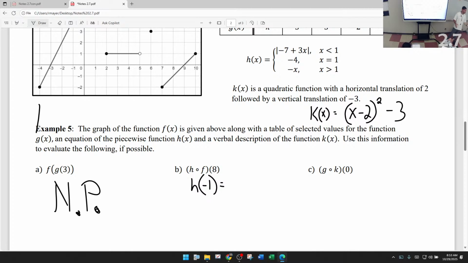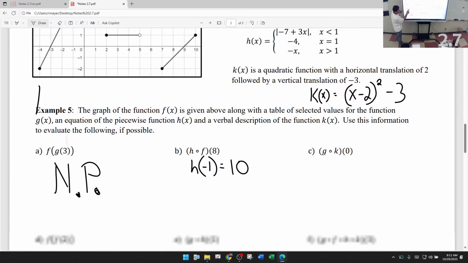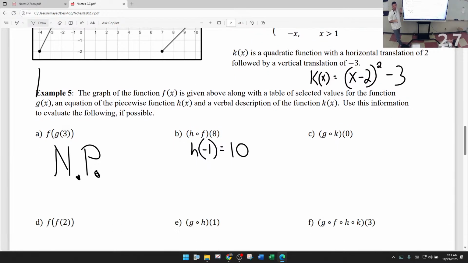If this was a test, I would show a lot of those steps. I would not do it in my head. Fair enough? Because if you mess up and all you put is 10 and it's wrong, I can't give you any points at all. You still may not get points, but at least if you show some work, you might get some points. Beautiful? It was 10, right? It can't be -10 because of absolute value.